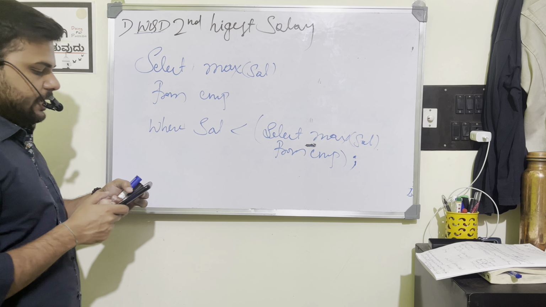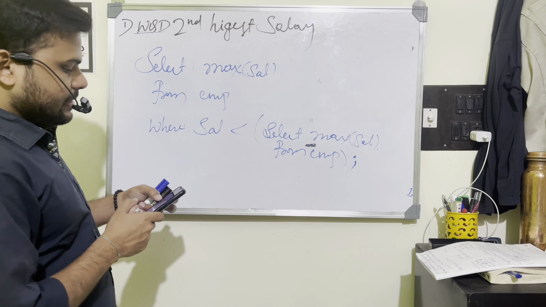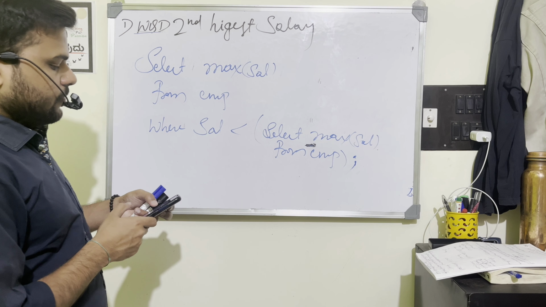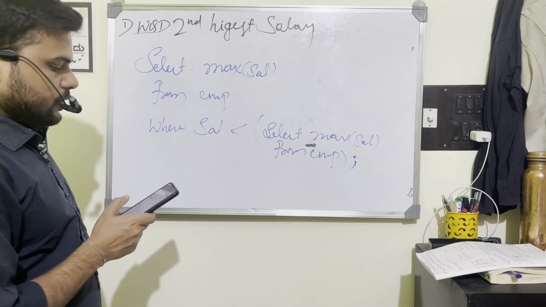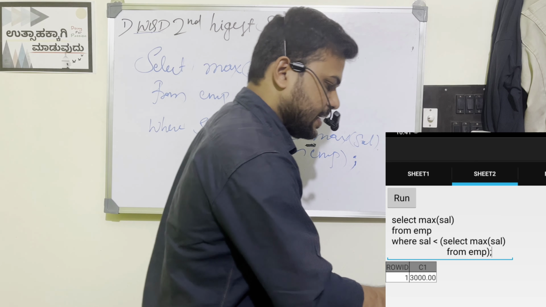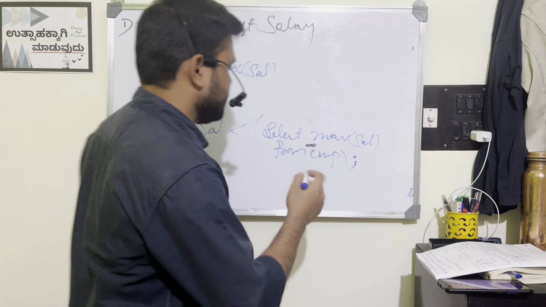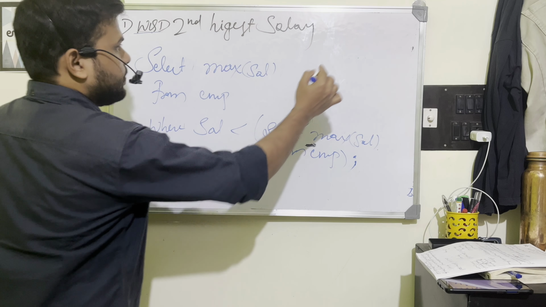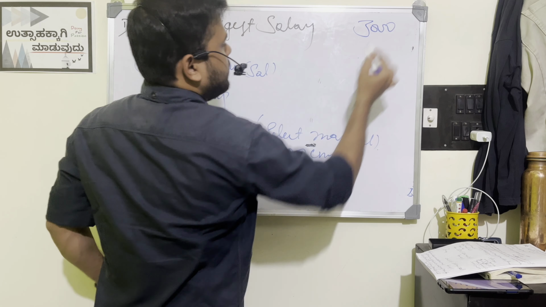Select max of sal from EMP where sal less than select max of sal from EMP. Close the parenthesis and terminate with a semicolon. I'm getting 3000. The second highest salary is 3000.